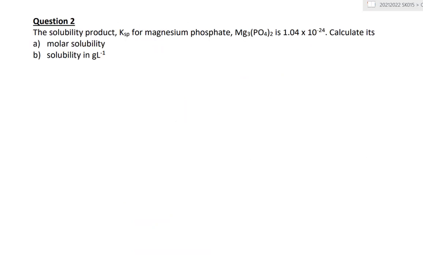So for question number 2, the solubility product KSP for magnesium phosphate, given the formula Mg3(PO4)2, is 1.4 times 10 to the power of negative 24. So calculate its molar solubility. For this molar solubility, it has a symbol S, and the solubility in gram per liter. So first of all, you need to come up with the balanced equation.